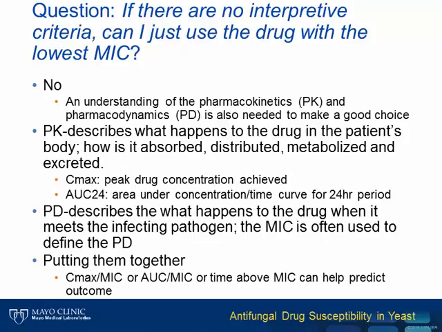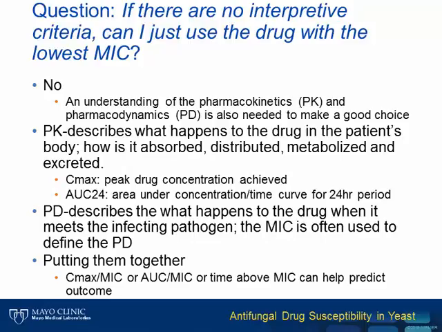A low MIC is generally a good thing, but in order to select the best drug for use, one also needs to understand the pharmacokinetic or PK and pharmacodynamic or PD characteristics for the antifungal agent. Two measures that are often used in PK determinations are the Cmax, or the peak drug concentration that is able to be achieved at the site of infection, and the AUC24, which is the area under the concentration versus time curve for a 24-hour period.